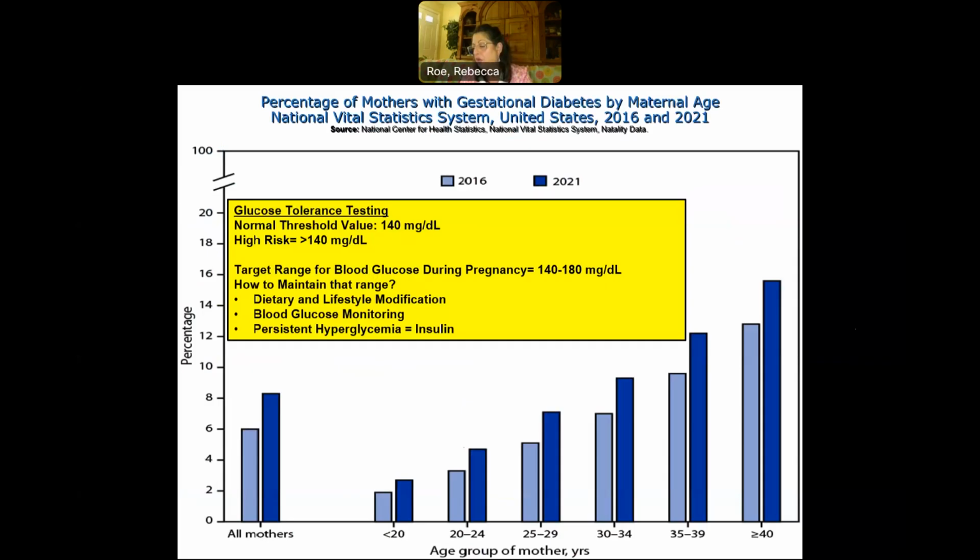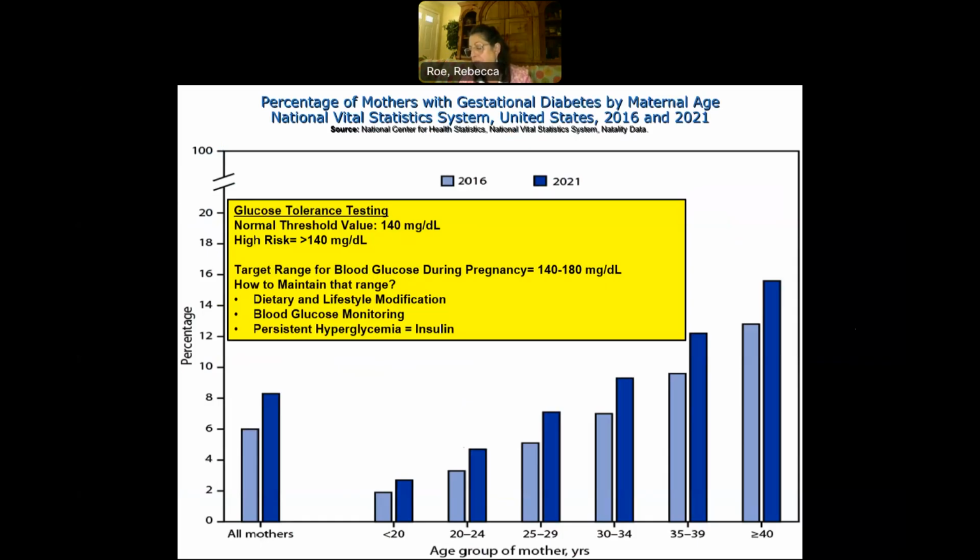The rate has increased between 2016 and 2021 from 6% to 8.3% in this group. And I believe there must be a typo in your book, because it says 18%, and I can't see anywhere in that book where it talks about 18%. So just make sure you double check that. I don't see where there's 18% of people having gestational diabetes, not even from a global perspective.